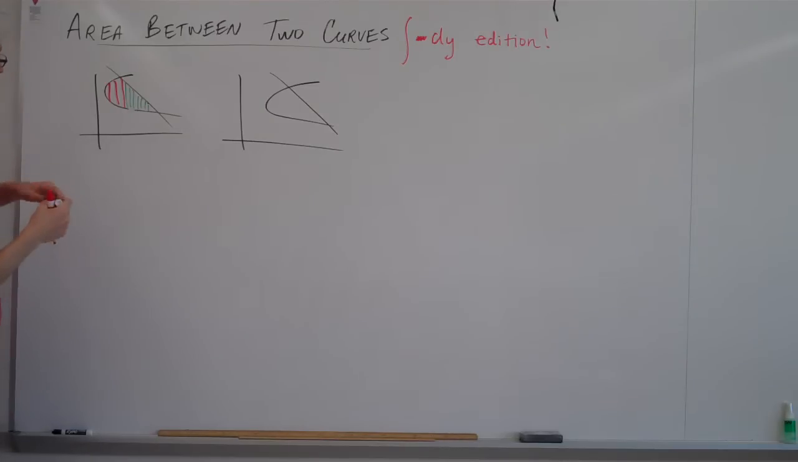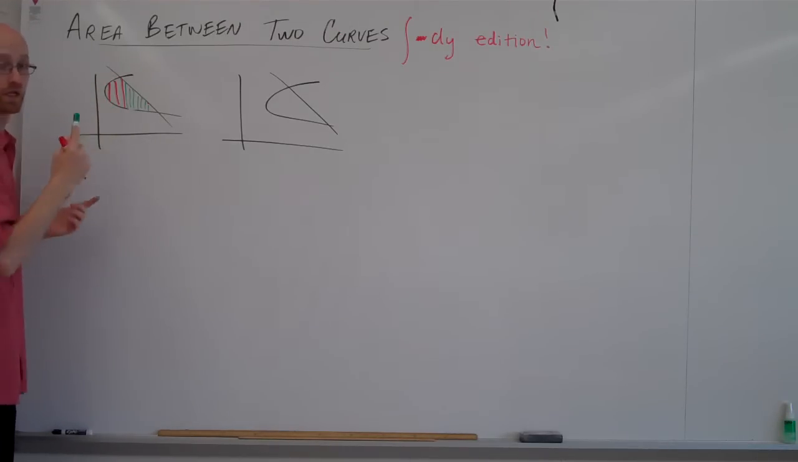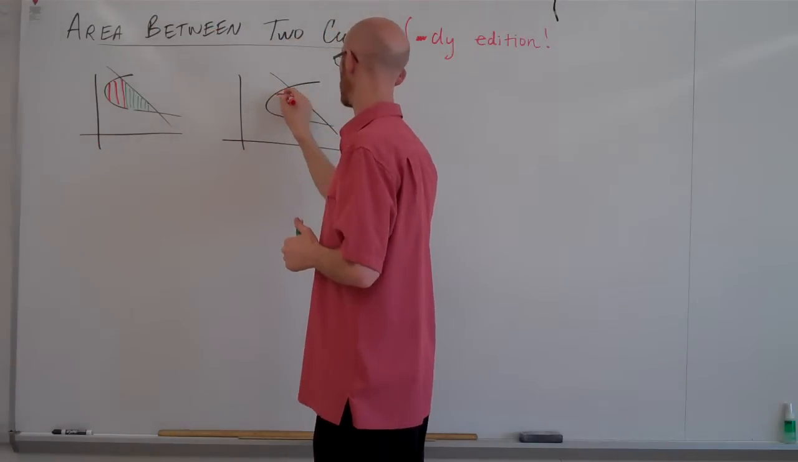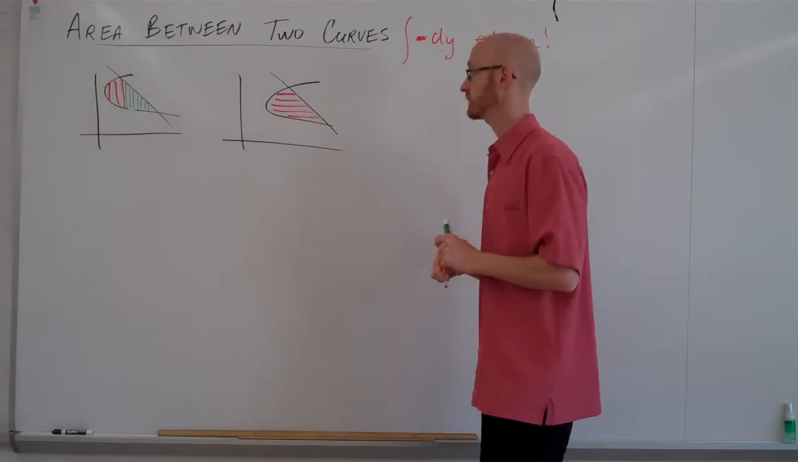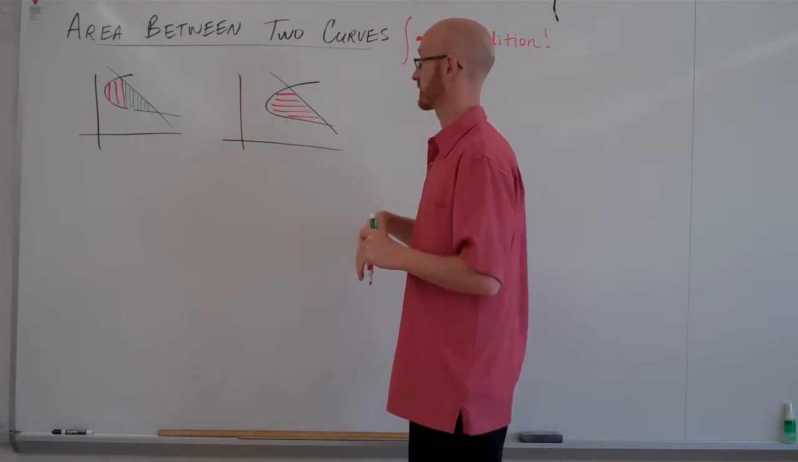In the green region, it's actually the line minus the parabola. The line is on top of the parabola. In the red region, and again, both of these, green and red, are in the enclosed region, it's the parabola minus itself. So plan B, which is the better plan, is to go this way. That way, you always have a defined function which is further out.